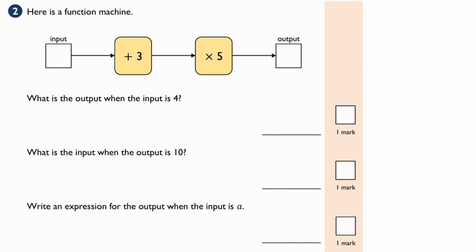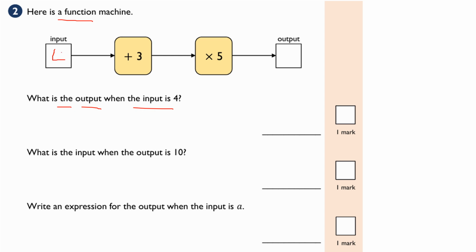Okay, folks, let's look at this function machine question. Question 2, taken from the White Rose Maths website. Here is a function machine. We're going to input, add 3, times by 5, and we get an output. First part: what is the output when the input is 4?